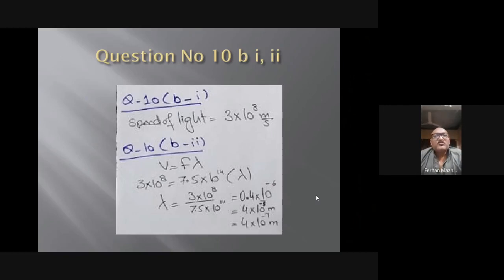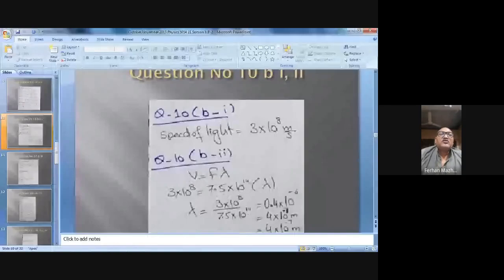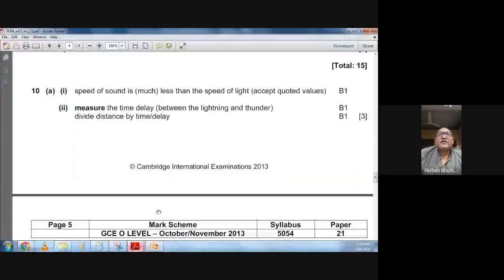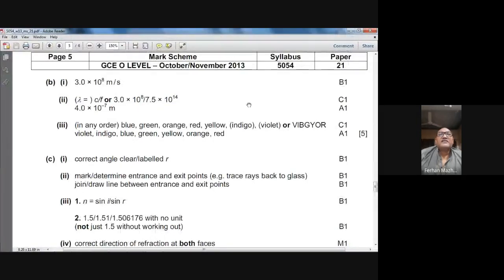I hope that you have understood this numerical. Let me show you the marking scheme also. Okay, so here on your screen, you can see the marking scheme of the B first part and second part. 4 x 10^-7 meters is the right answer, sir.